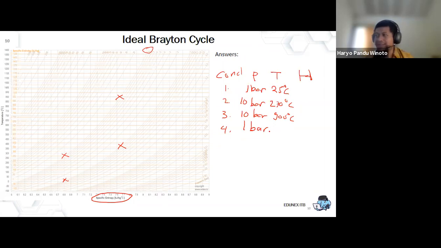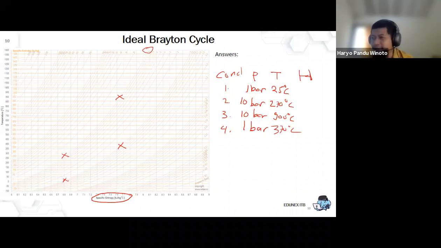And what is the T4? Maybe 370 something, okay? Okay. So the most important thing is the enthalpy. So what is the H1?